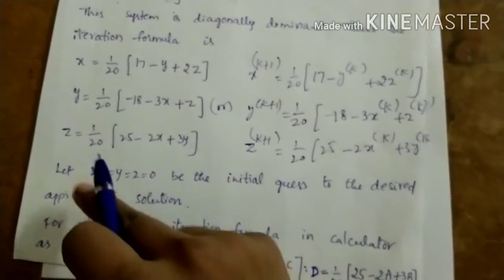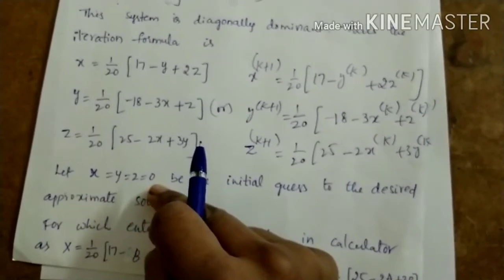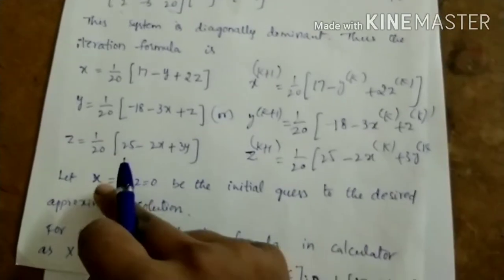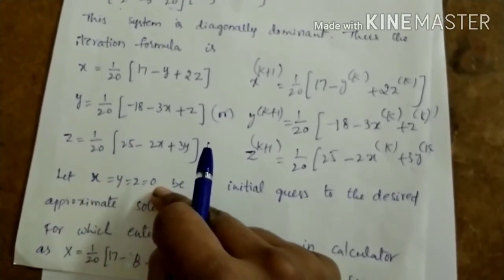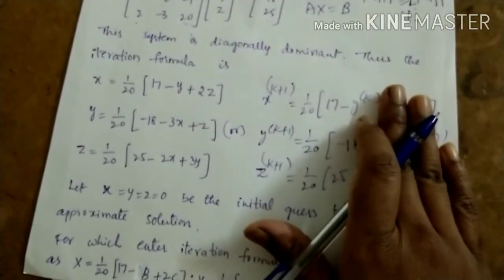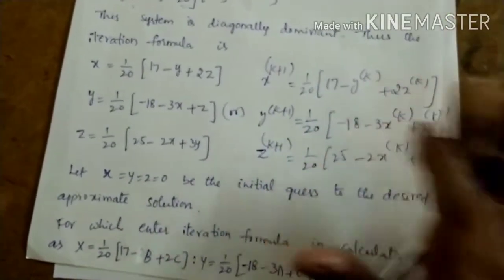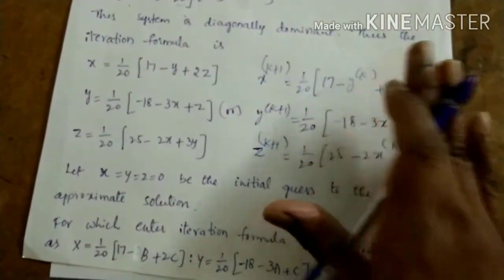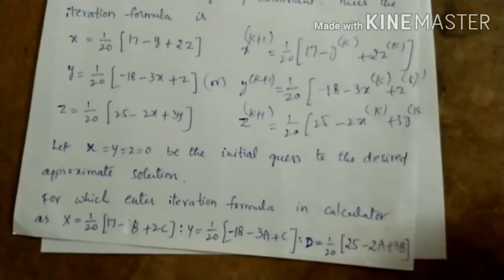So let us take the initial guess as a zero solution for all the variables x, y, z. Now we need to use these values x equal to 0, y equal to 0, z equal to 0 on the right hand side of the iteration formula so that the first iterations can be obtained. Again we use them on the right hand side to get the second iterations and we keep on doing the same.